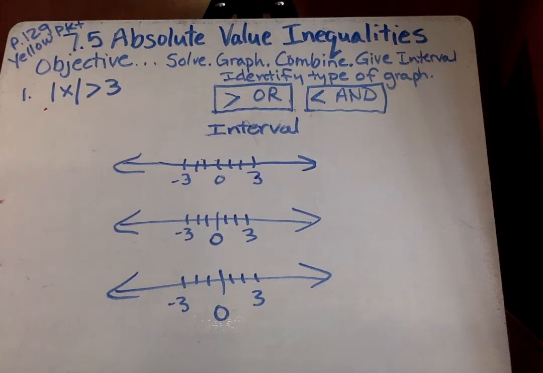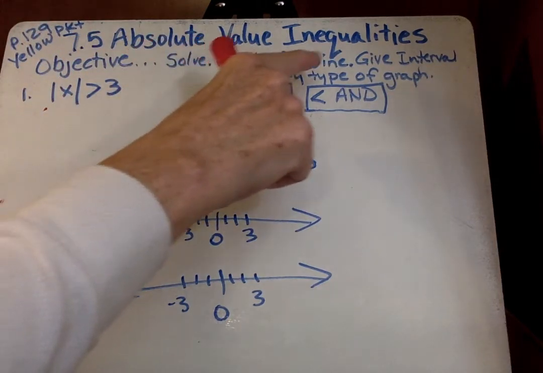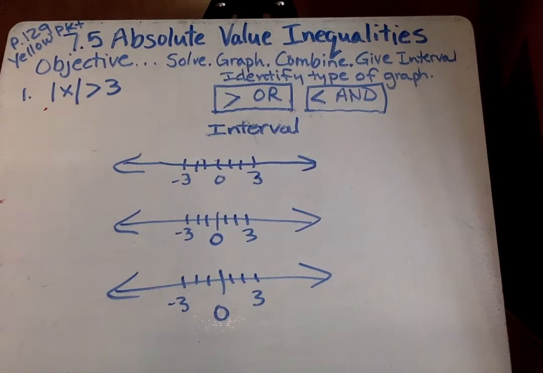Hello students, today we will be going over 7.5. This is page 129 in your yellow packet. Our objective: I can solve absolute value equations and inequalities, and we're going to focus on inequalities. Our instructions are solve, graph, combine, give interval, okay? And then identify the type of graph. And I actually think it's better to identify your type of graph in the very beginning.